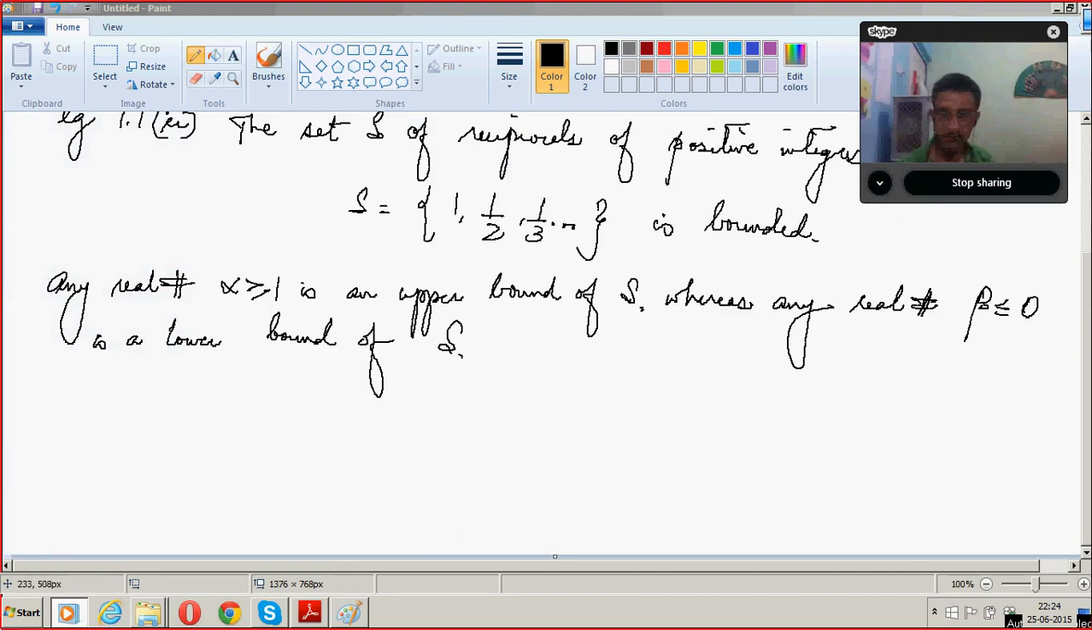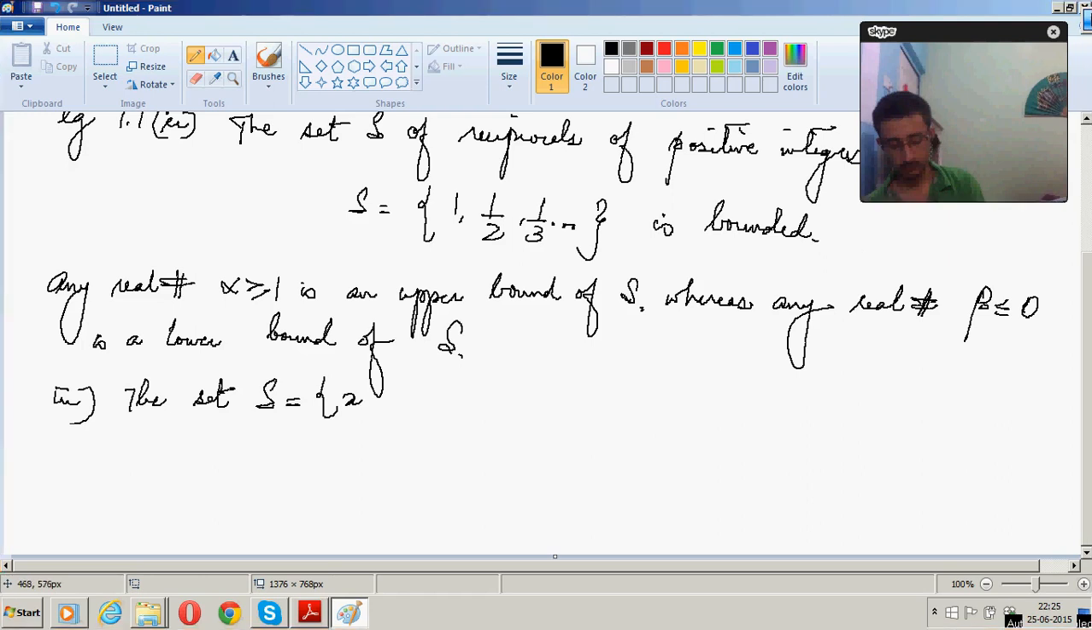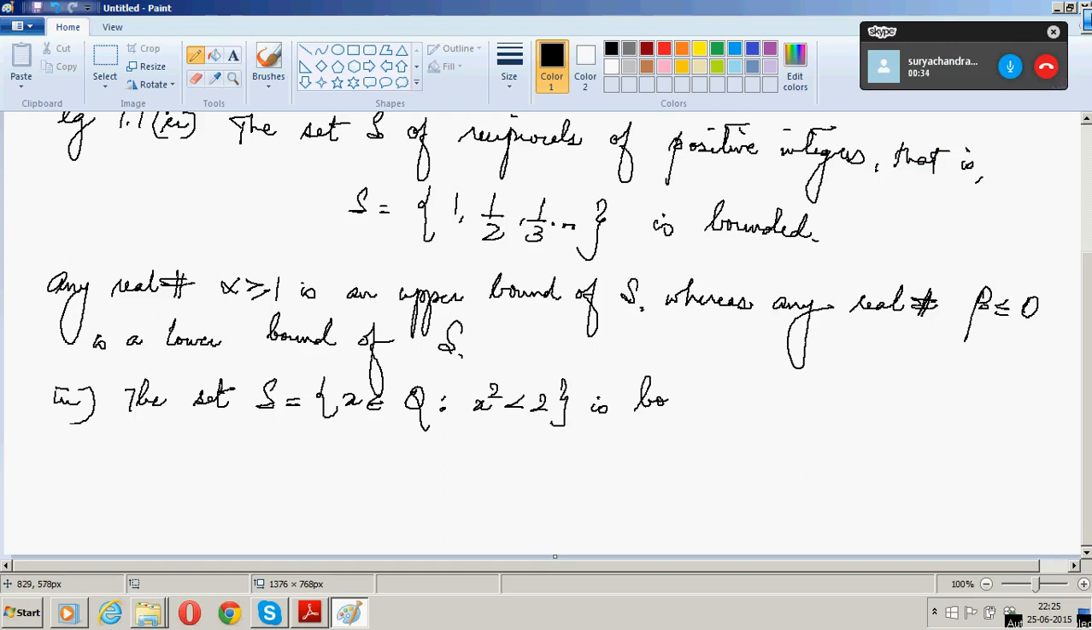We look at a third example. The set S equal to all numbers x which are rational such that x squared less than 2 is bounded. Come on now, think how we will prove this is bounded.